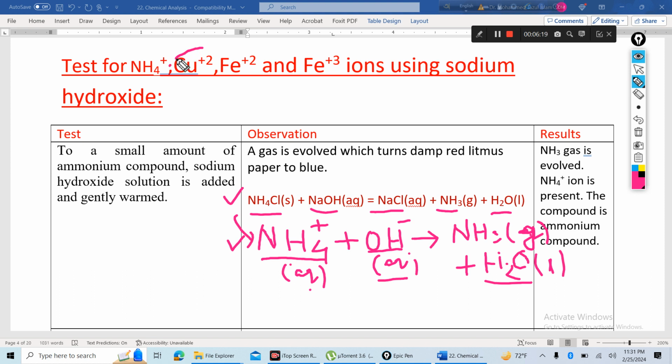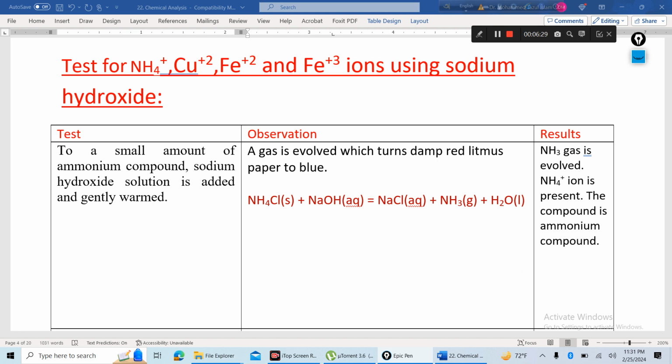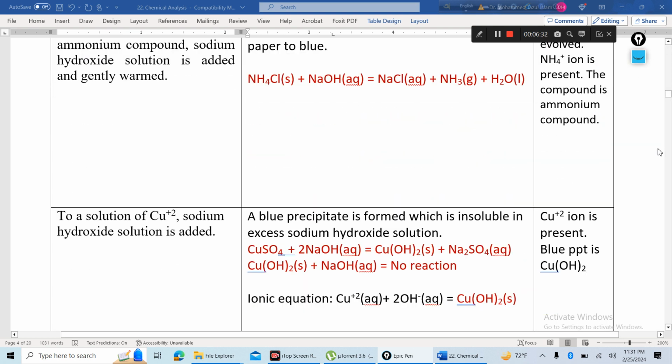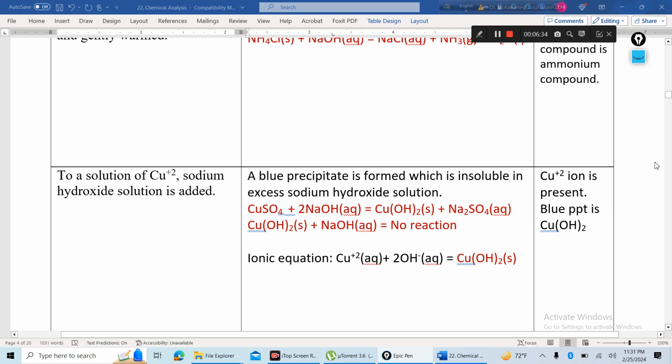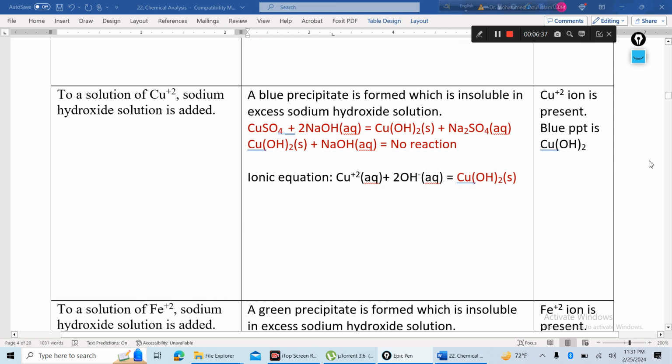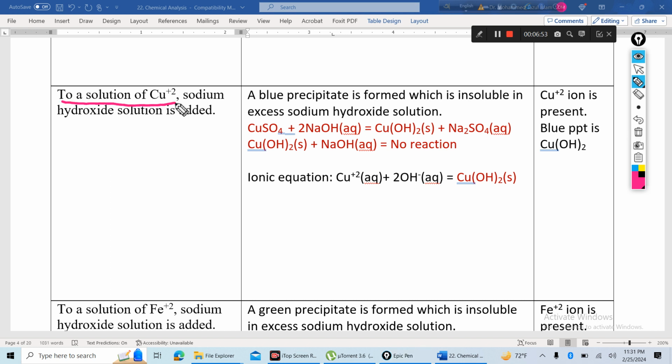Now how can you test for Cu2+ ion? I will discuss how you can test for Cu2+ ion. The test will be: to a solution of Cu2+ ion, sodium hydroxide solution is added.